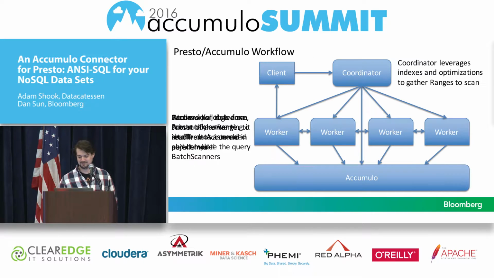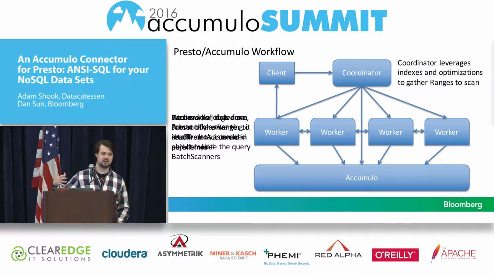It's great. So the actual workflow here is a similar set of steps, but tying in the Accumulo pieces. The client will issue a query to the coordinator, and the coordinator is going to leverage the indexes that I'm going to talk about shortly, as well as additional optimizations we've built into it, to figure out what ranges from Accumulo, either actual ranges of row IDs or a collection or set of row IDs, we want to pull out of Accumulo.